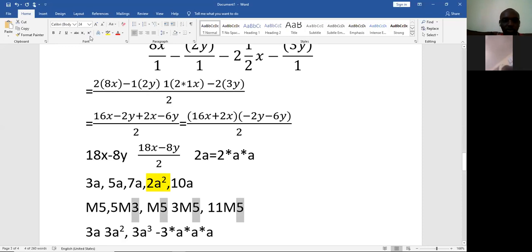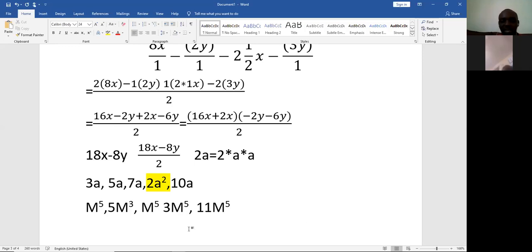So these ones should look like this. Okay, they should look like this. So let's see which ones are like terms, which ones are not.